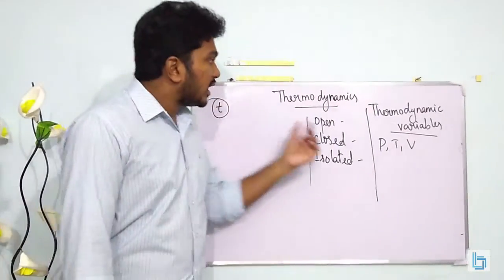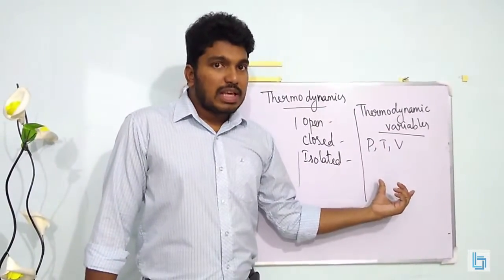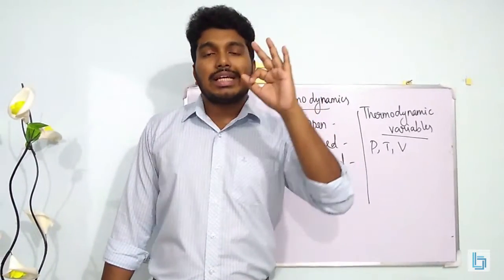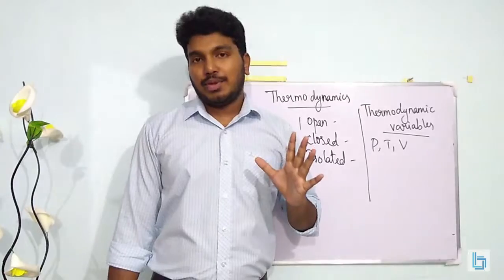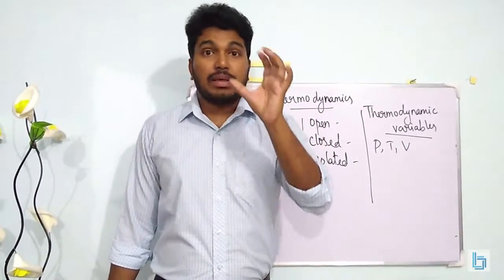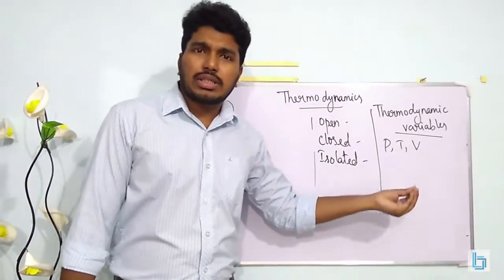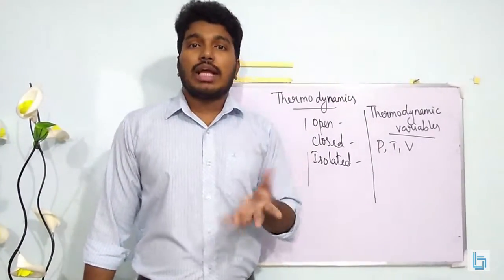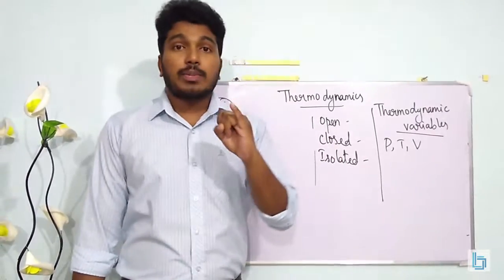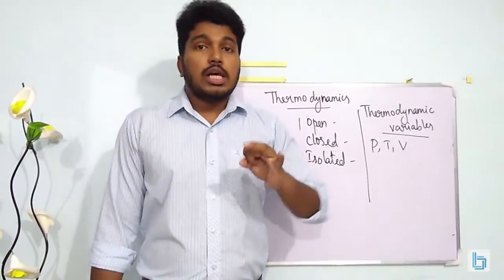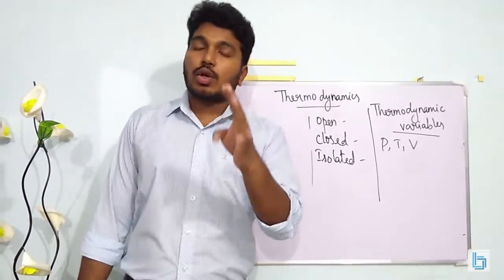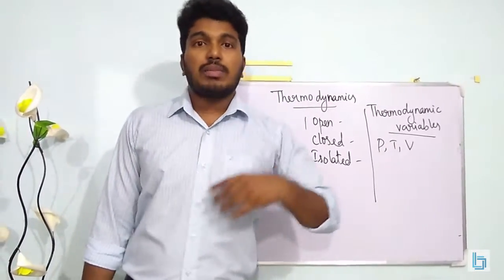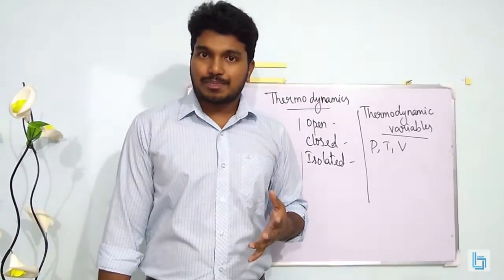So remember that if the thermodynamic variables do not change with respect to time, we can say that the system is in thermodynamic equilibrium. That is the idea about thermodynamic equilibrium. Now, just like I mentioned, we have different types of thermodynamic processes. We have isobaric process, adiabatic process, isothermal process, isochoric process, cyclic and non-cyclic process, reversible and irreversible processes, etc.